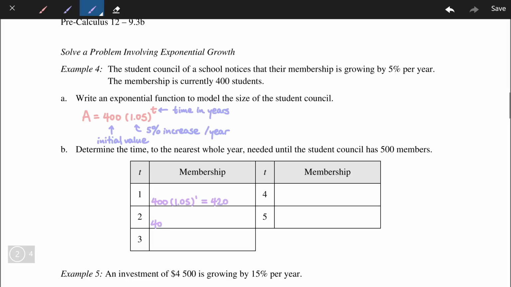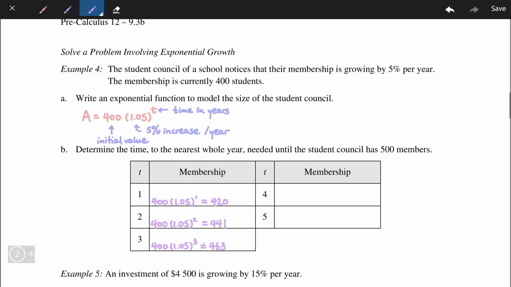The year after that, that is going to be 400 times 1.05 squared, or we can also think of it as 400 times 1.05 times another 1.05, because that's how we can have successive 5% increases in the 2 years. So that will give us 441 students in the student council. The year after that, again, 400 and then 1.05 cubed. And here we're going to start rounding to the nearest student. So that would be 463.